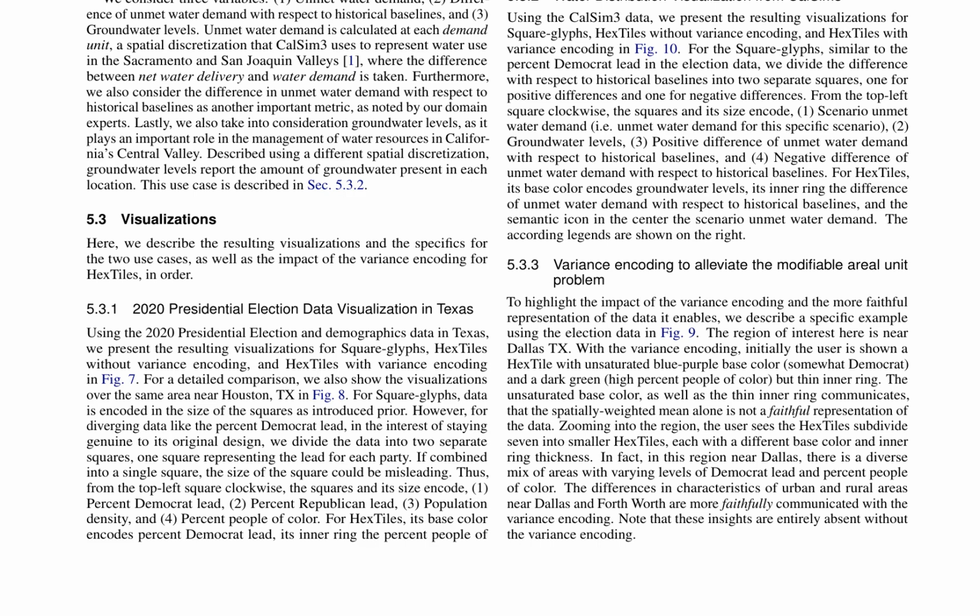The authors highlight the importance of variance encoding in alleviating the Modifiable Areal Unit Problem, which occurs when the choice of spatial aggregation unit affects the results. They demonstrate this using the election data in Figure 9, where the variance encoding reveals a diverse mix of areas with varying levels of Democrat-led and % people of color near Dallas, Texas. This insight is absent without the variance encoding. The author's approach enables a more faithful representation of the data, allowing users to identify patterns and relationships that would be obscured by traditional visualization techniques.